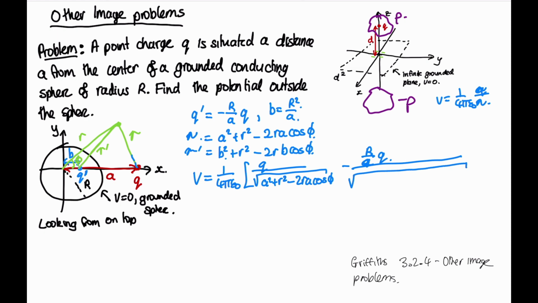So we've got the square root of B squared, so that's R to the 4 on A squared plus R squared minus 2R, capital R squared on A cos phi. And then we're going to simplify this a little bit. Rather than having this R on A at the top, we can put down the bottom that this is A over R. So let's replace that with that.